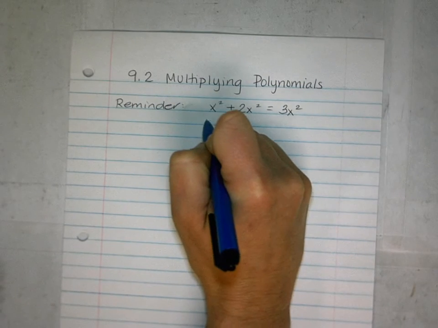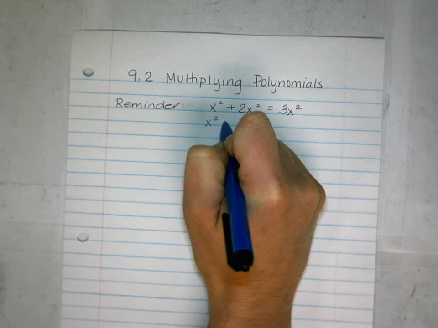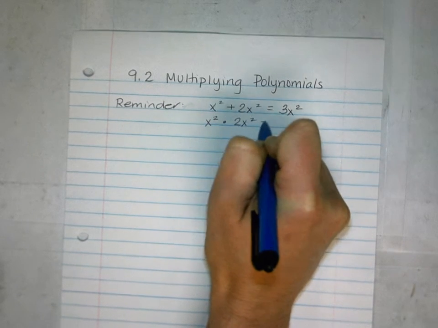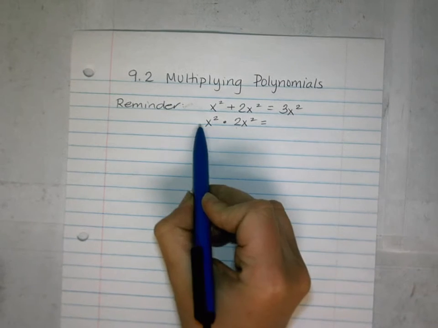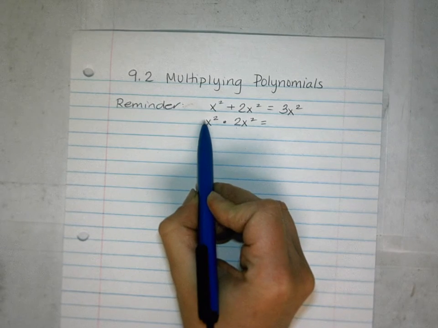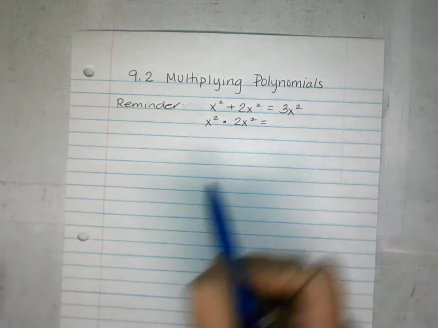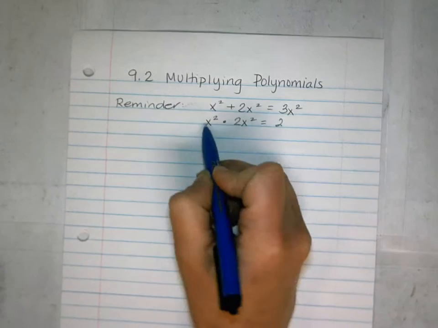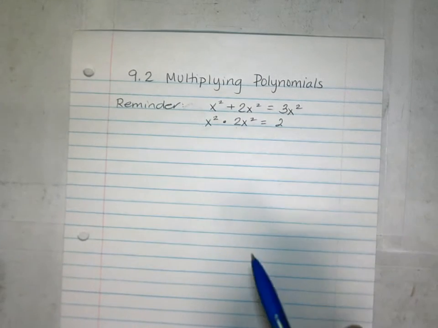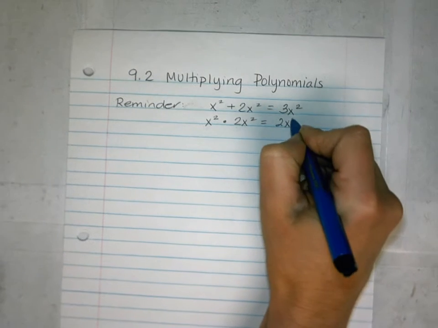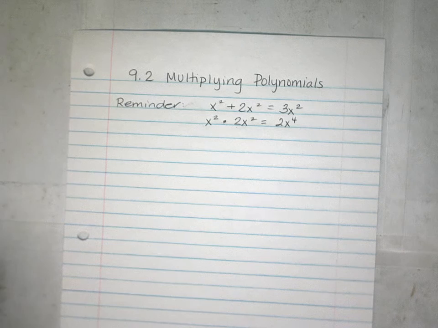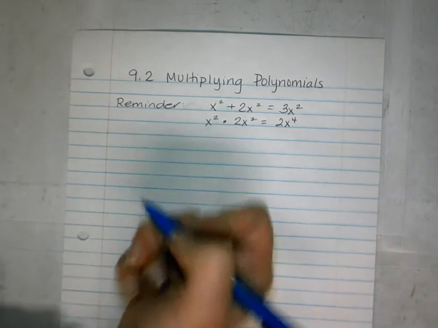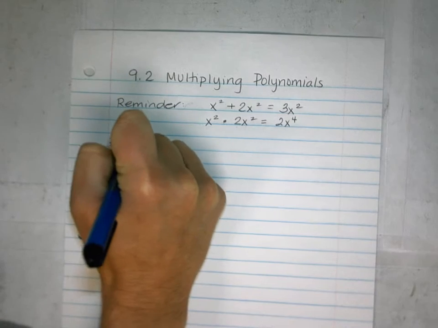However, if I were to multiply x squared times 2x squared, I multiply the constants. There's a 1 in front of this x, so the coefficients give 1 times 2, which is 2, and x squared times x squared is x times x times x times x, that's x to the 4th power. So keep in mind when it's multiplication, our exponent rules take effect. So here we go. Let's start with the first example.